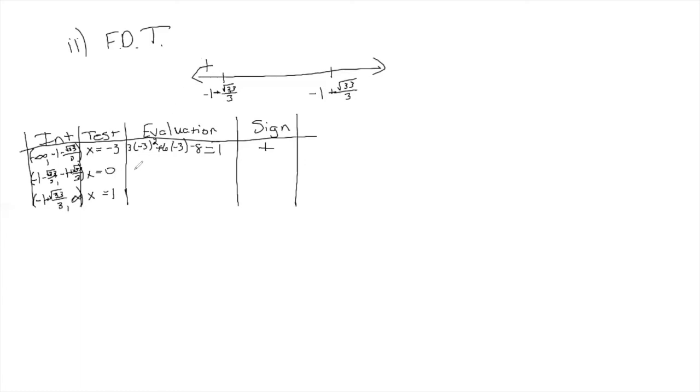Over here, I have 3 times 0 plus 6 times 0 minus 8. That is just minus 8. It's clearly negative. So it's decreasing on that interval. And here I get 3 times 1 squared plus 6 times 1 minus 8. 3 plus 6 is 9, minus 8 is 1. Positive there. Great. Okay. So I have increasing before this critical point, decreasing after this critical point and before this one, and then increasing after the second one.